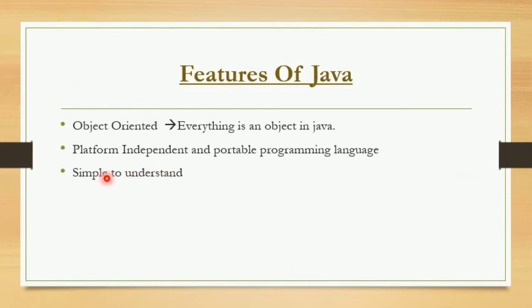The third thing guys is simple to understand. The code is simple to understand, that can be simply understood by beginners also. So that is simple. The fourth is secure. So it is secure guys. Java is a secure language. Java ensures reliable code.